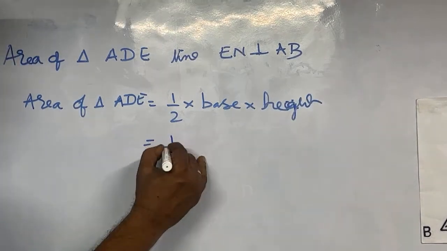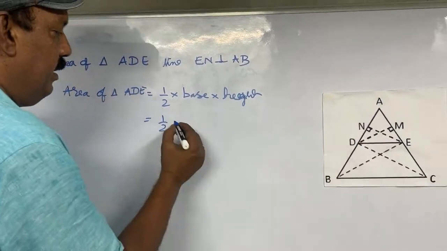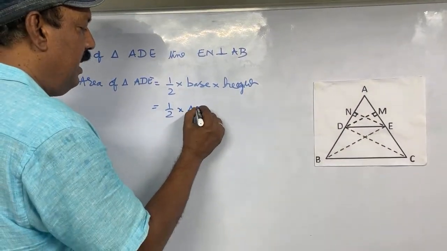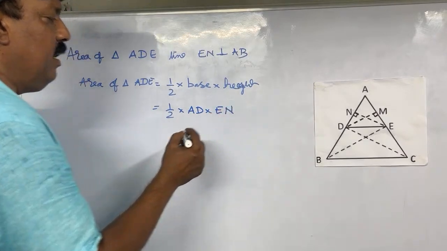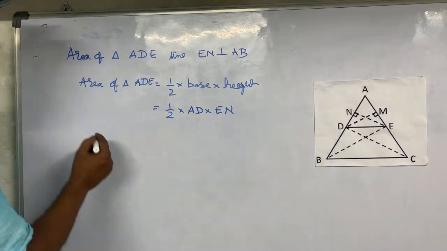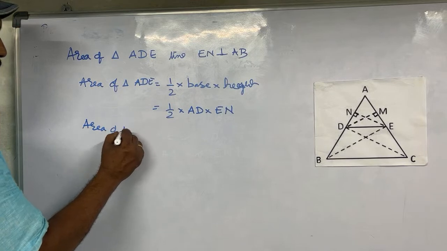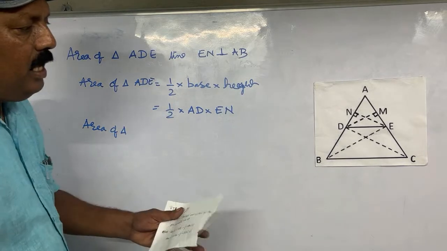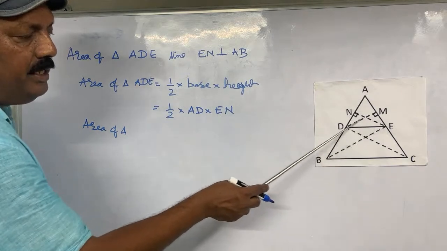Here, half we know very well, that is a number. The base is AD, and AD into EN, where EN is the height of the triangle. Now I got the area of the first triangle. Coming to the area of the second triangle, I am comparing it with the triangle with the base AD and the height EN.